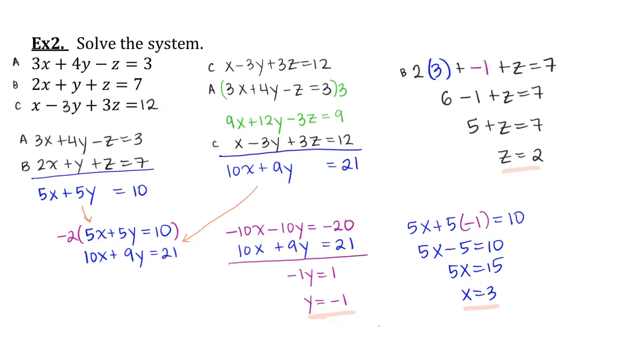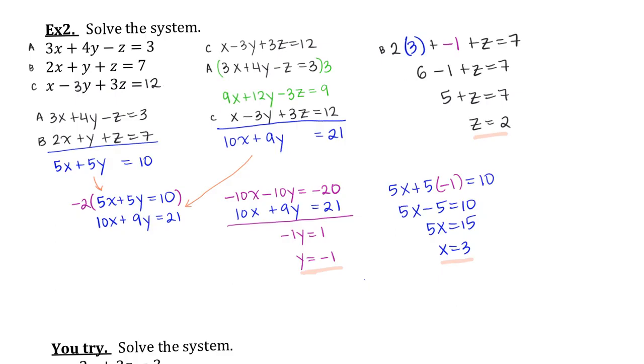Now, I'm going to still write my answer as an ordered triple. So what is x? X is 3, y is -1, and z is 2. Okay, so that's my final answer. If you want to check your answer, if you plug in x is 3, y is -1, and z is 2 into this equation you should get 3, this equation you should get 7, and then this equation you should get 12.